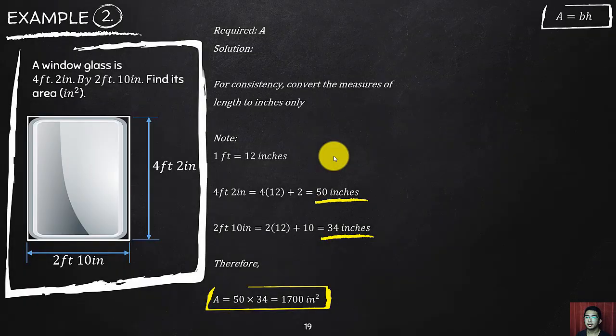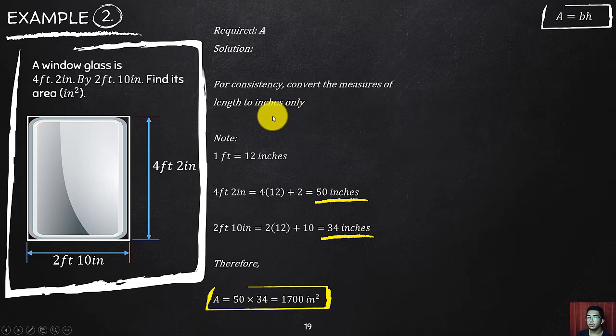Let's have this one. A window glass is 4 feet 2 inches by 2 feet 10 inches. Find its area in square inches. This is a rectangle, so a simple example. The area of a rectangle, as you all know, is base times height. However, our units are a bit inconsistent because we have feet and inches together, and the problem states that we need to find the area in terms of square inches. So for consistency, we convert the measures of length to inches only.